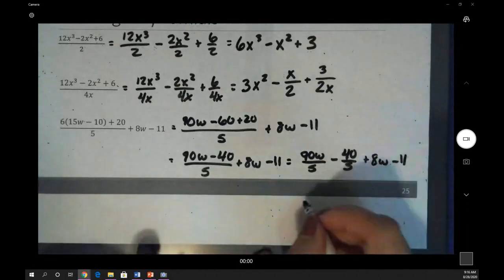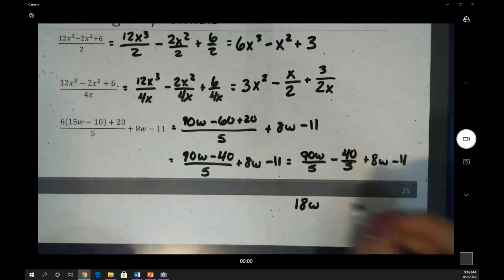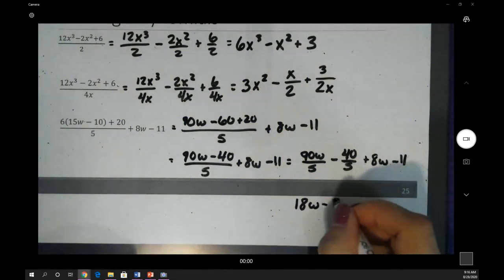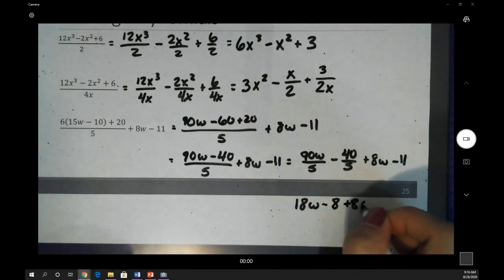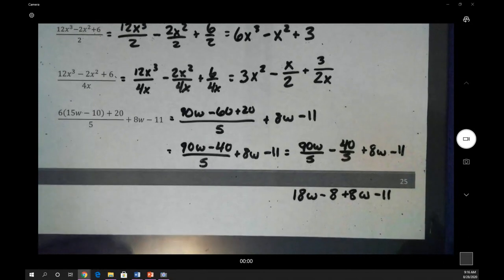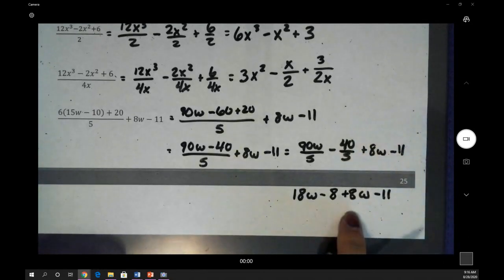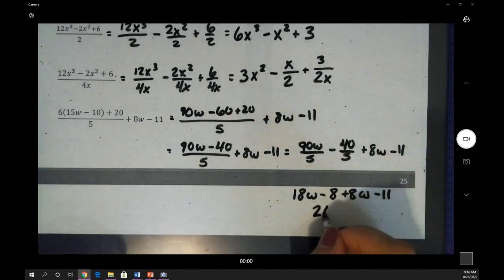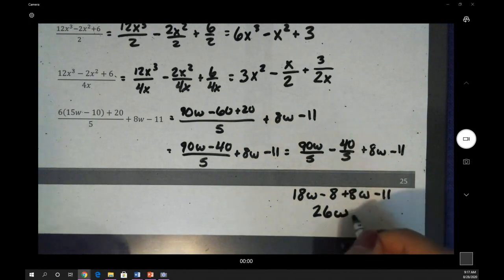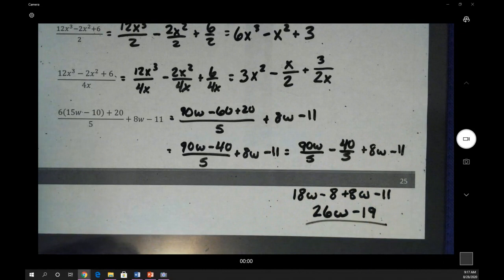90w divided by 5 simplifies to 18w. 40 divided by 5 is 8. So we have minus 8 plus 8w minus 11. 18w plus another 8w is 26w. And negative 8 minus 11 is a negative 19. So this simplifies to 26w minus 19.